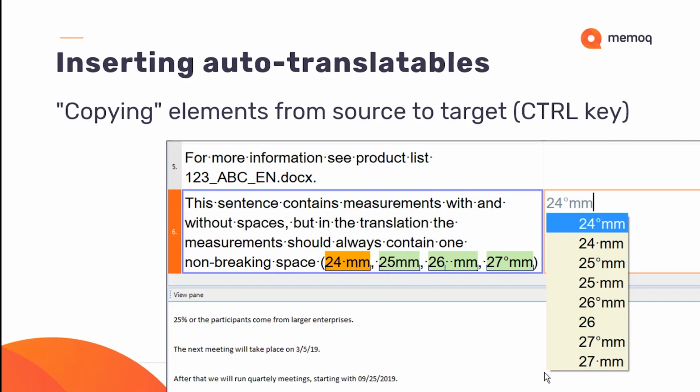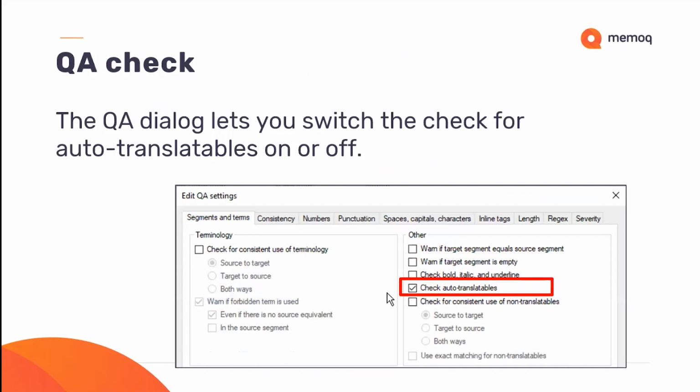Another thing you can do is use the auto-translatables for QA checking, just to make sure that what you've set up in the auto-translation rules really has been done during translation. So if you check that box to check the auto-translatables, memoQ will give you a warning whenever something has not been adapted in the way the auto-translation rules define it.